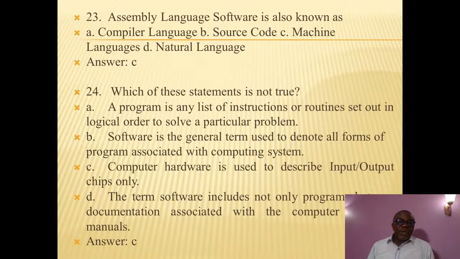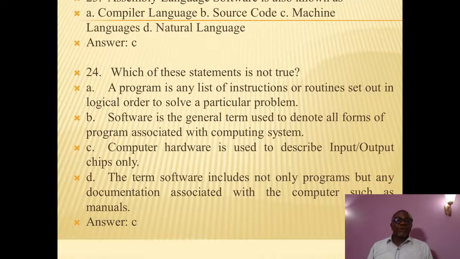And we agreed to A, we agreed to B. C says that computer hardware is used to describe input-output chips. No, computer hardware is also used to describe the microprocessor in the computer and other hardware components of the computer, and not only input-output chips. So see, C becomes the answer. It is not a fact. It is not true.